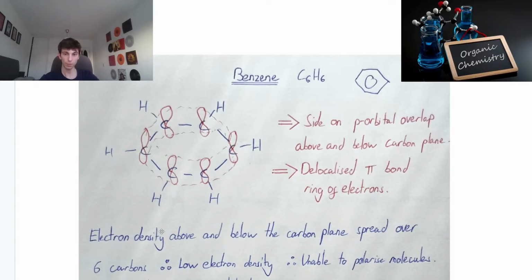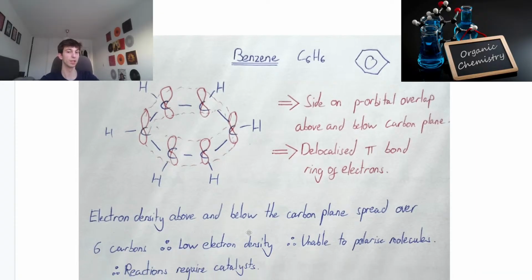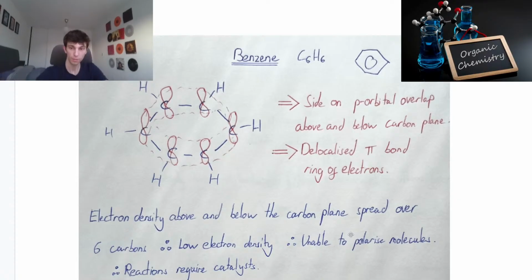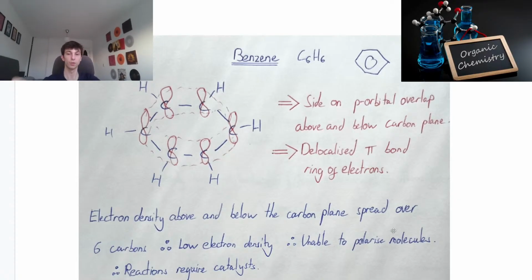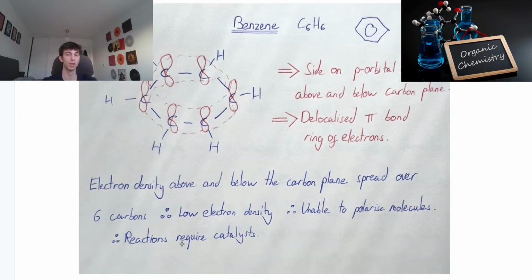Okay? So exactly that, guys, the electron density is spread above and below the carbon plane. That's why we have to go through electrophilic substitution and not electrophilic addition. Let me try this, okay? So we have 6 carbons, with the electrons spread over the 6 carbons, so we have that low electron density. We're unable to polarize molecules, that's why we don't have that addition, and the reactions require catalysts, specifically the halogen carrier.